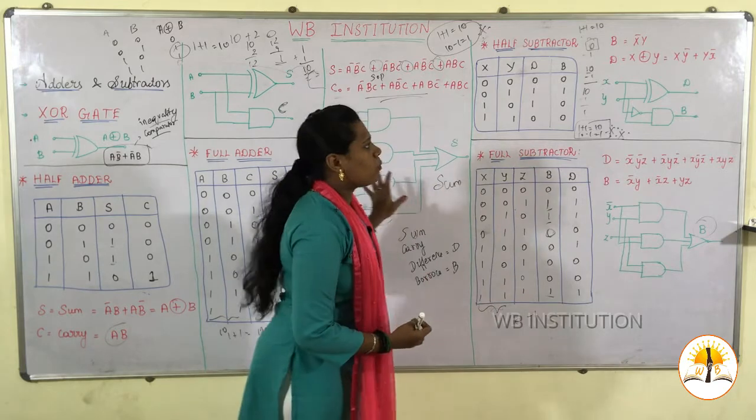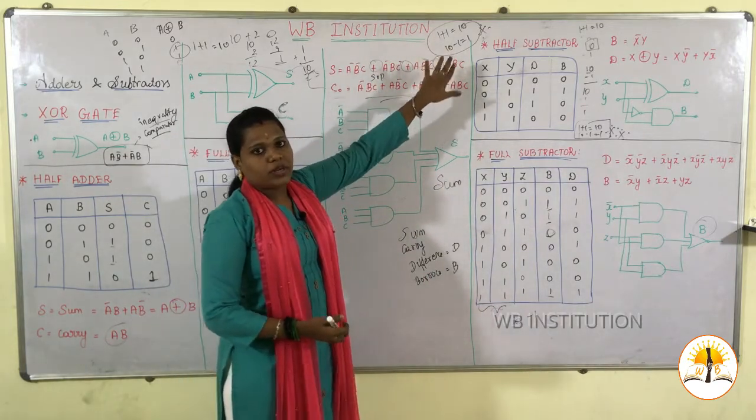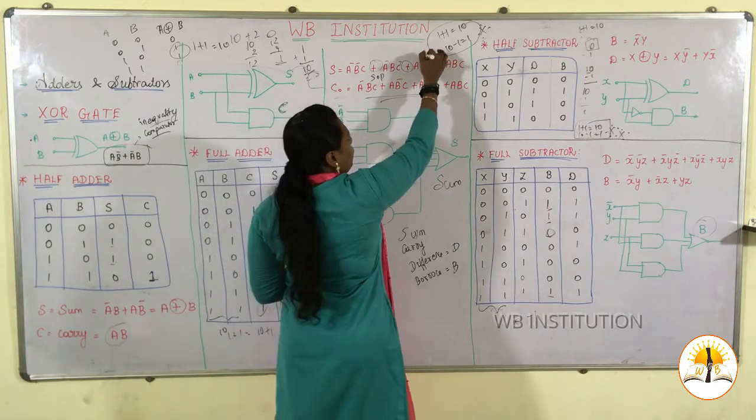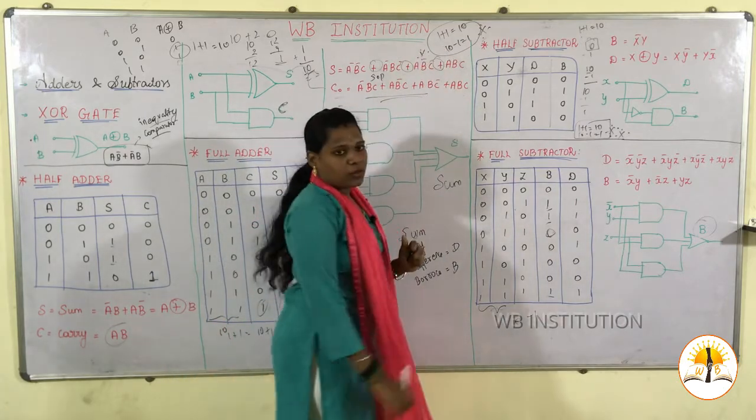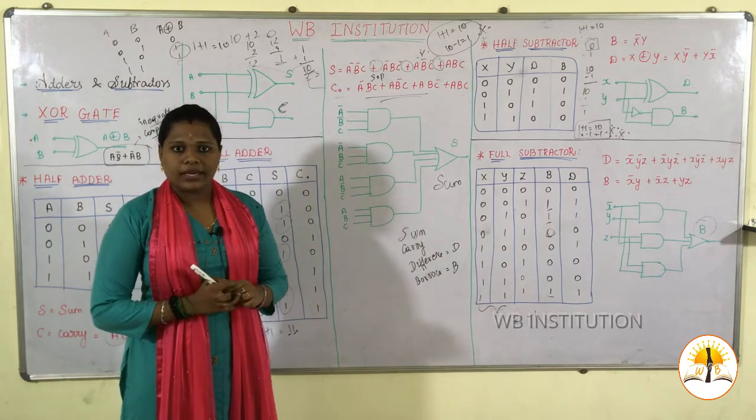While doing this operation, you must keep in mind that 1 plus 1 is equal to 10 and 10 minus 1 is equal to 1. This one is very important. Next we will see serial adders, parity check generator, multiplexer and demultiplexer.